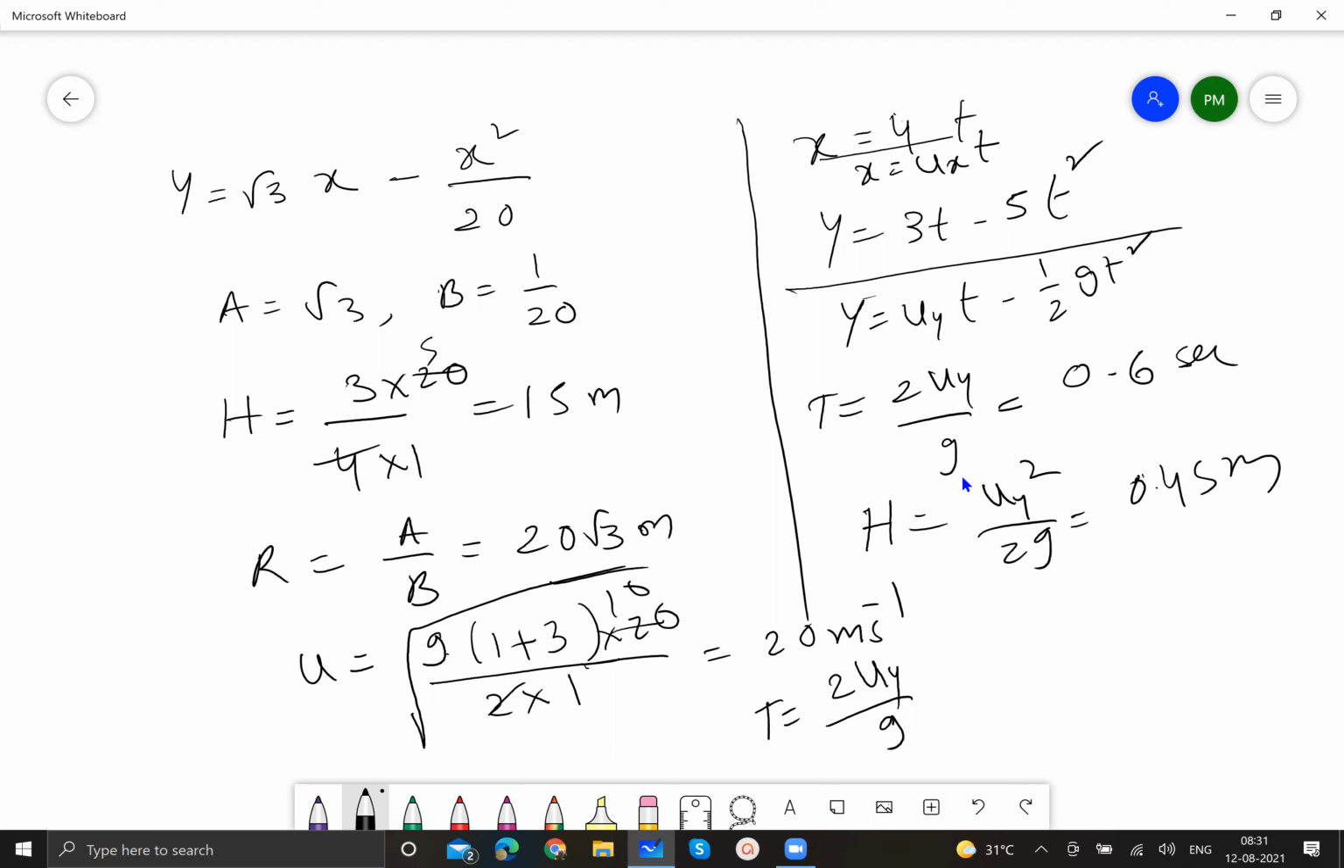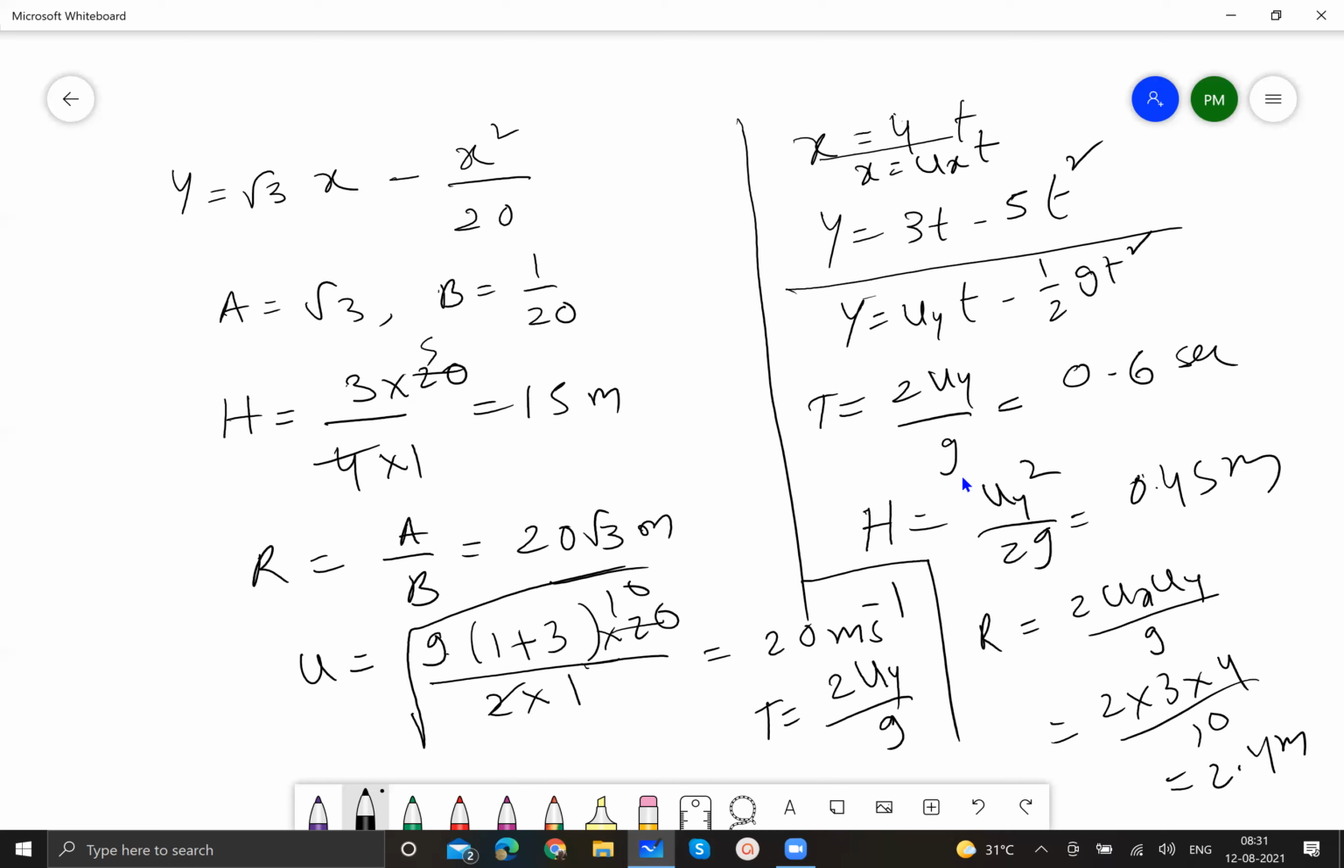0.45 meters. Range is 2 u_x u_y by g. So it is 2 into 3 into 4 by 10, 2.4 meters.